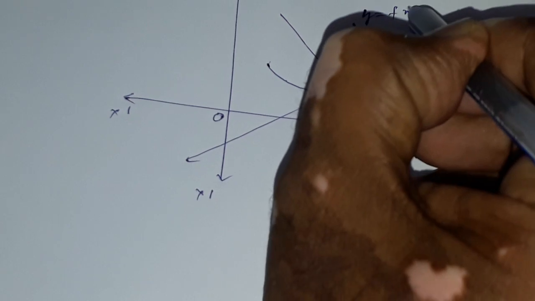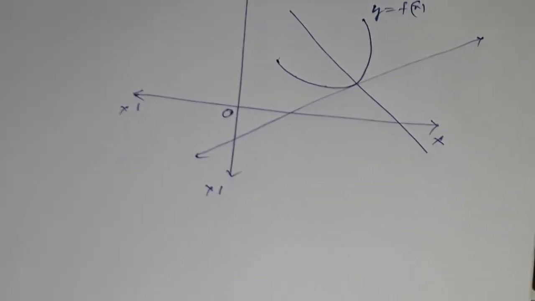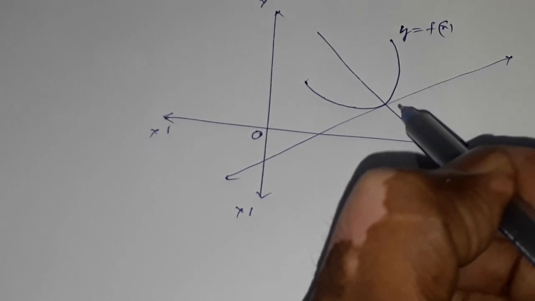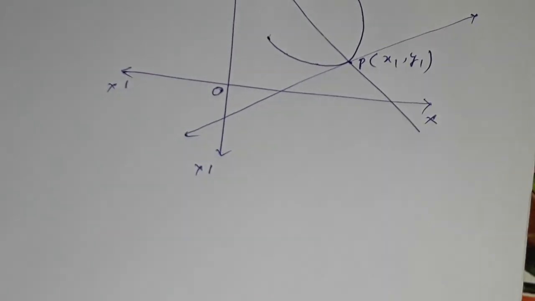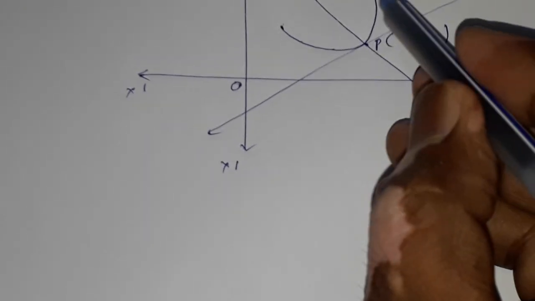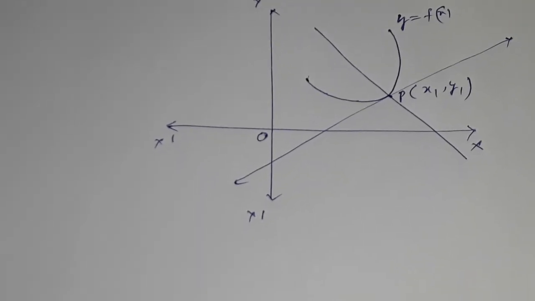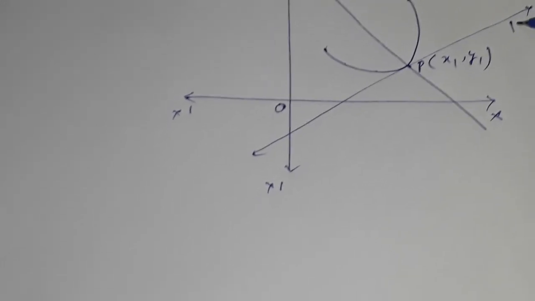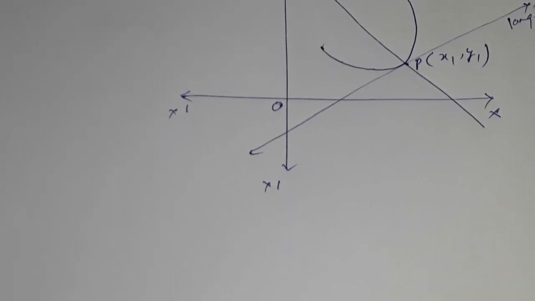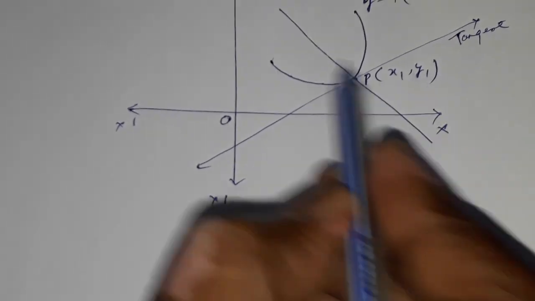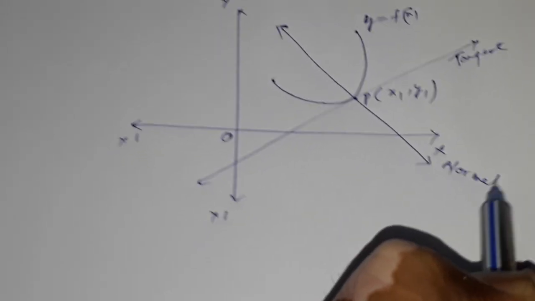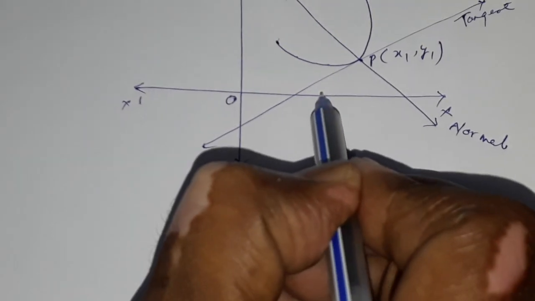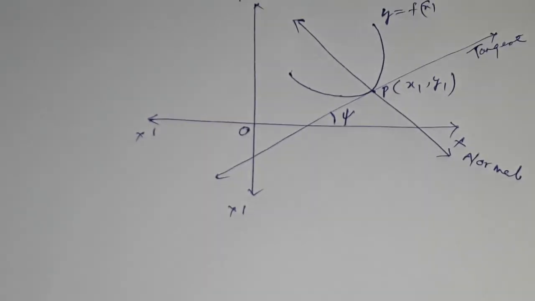Let y equals f(x) be a continuous curve and let P(x1, y1) be a point on the curve. Here this is the tangent, this is the normal, and let this angle be psi.